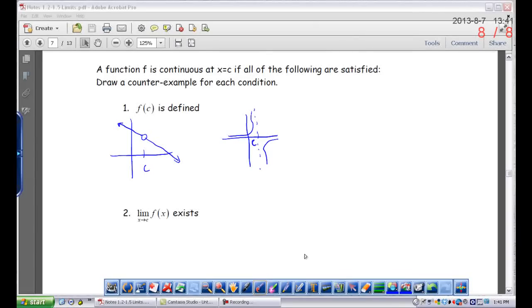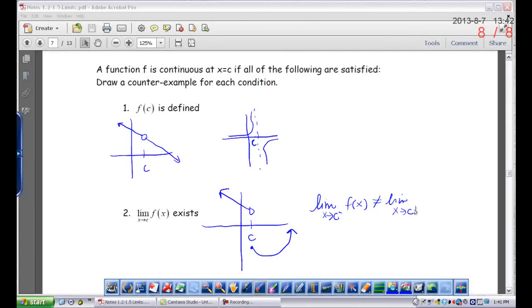All right, number 2, the second condition is that the limit as x approaches c of f of x exists. Well, here's a situation where the limit as x approaches c of f of x does not exist. Because the limit coming to c from the left side is not the same as the limit coming from the right side, the limit as x approaches c does not exist. And usually the reason that the limit does not exist is that the limit as x approaches c from the left does not equal the limit as x approaches c from the right.